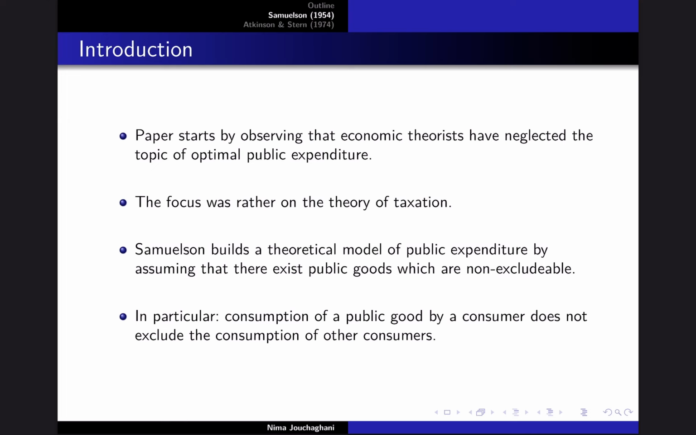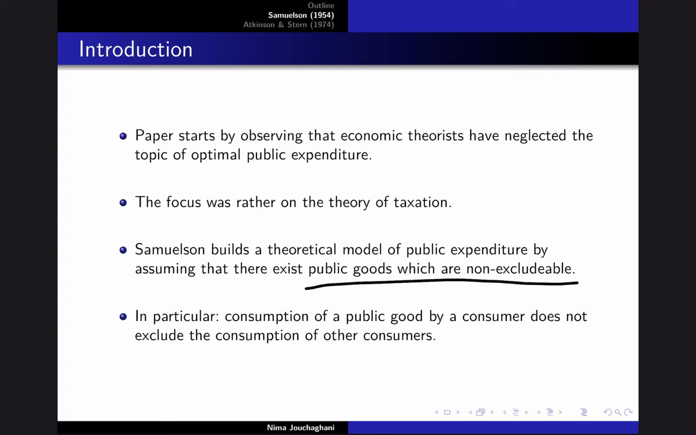And public expenditure is more concerned with the question of how much of a public good should we provide given the preferences in the economy. And Samuelson is building a theoretical model of public expenditure. So he's developing a theory of public expenditure by assuming that there exist public goods in an economy which are non-excludable. And I mentioned before what this exactly means.